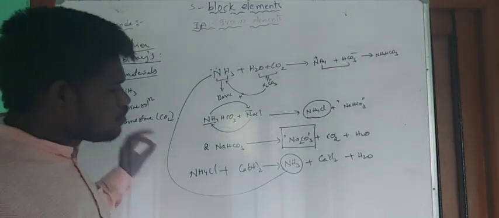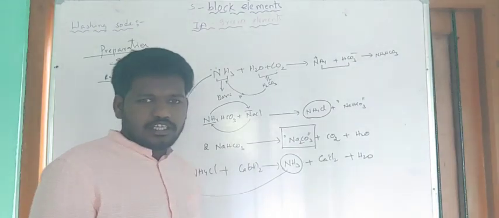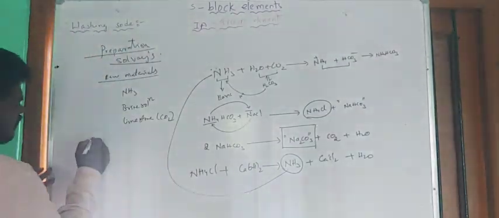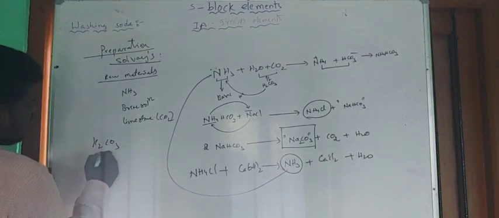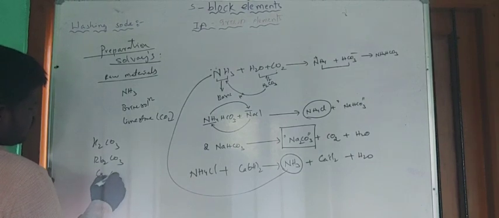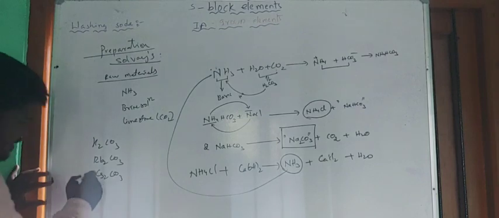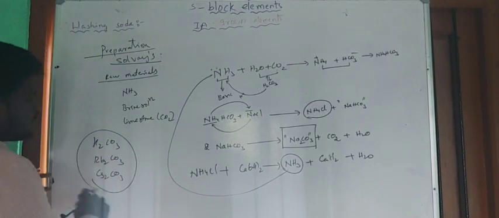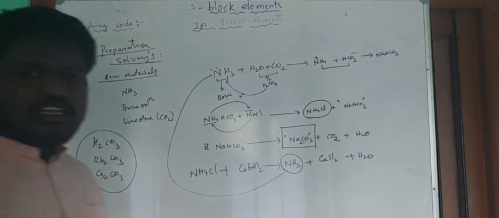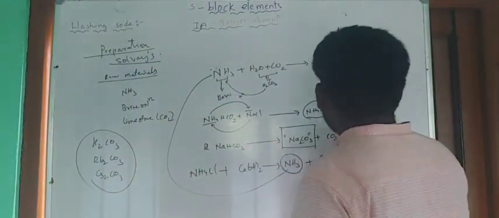In the Solvay process we cannot prepare all the carbonates of the first A group, meaning K2CO3, Rb2CO3 and Cs2CO3. We cannot prepare these carbonates because their bicarbonates are highly soluble in water. But you see guys, this one, which one?